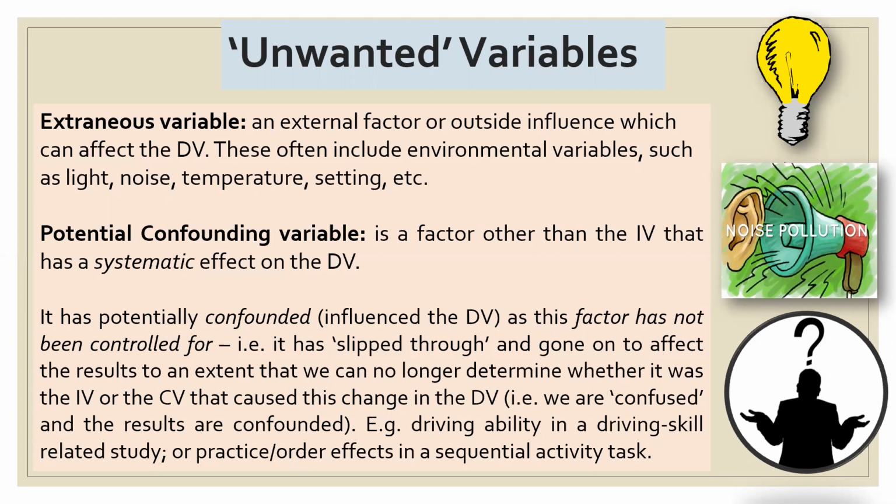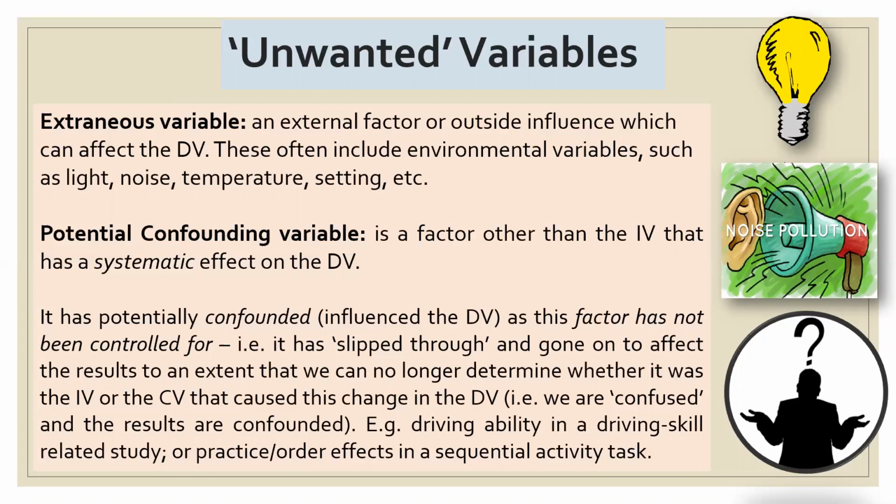Potential confounding variables are a little bit different. They're a lot harder to identify. They're not something we can just identify and try to get rid of at the beginning of the study. And potential confounding variables are more likely to actually go on to confound or affect the DV in an unwanted way. What we mean by the word confound is that something has become confusing, okay? It's become confusing for us to conclude whether the IV had the result or whether the unwanted variable, the potential confounding variable, led to that impact in the results.